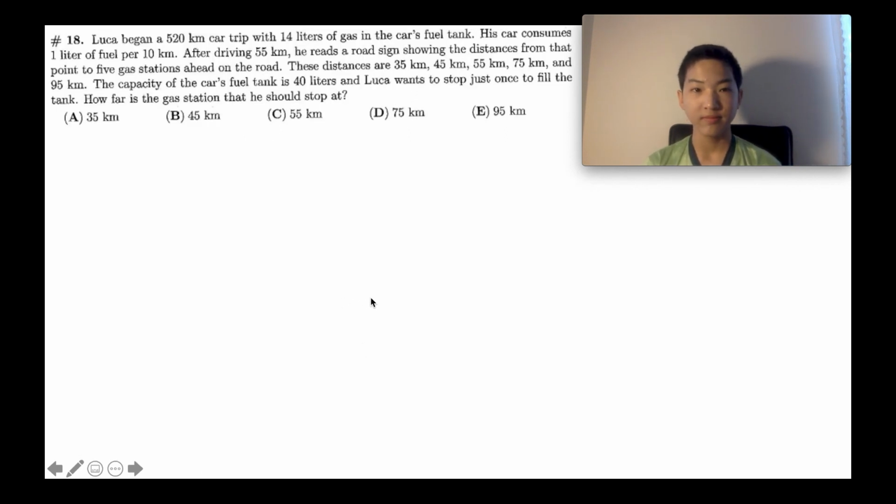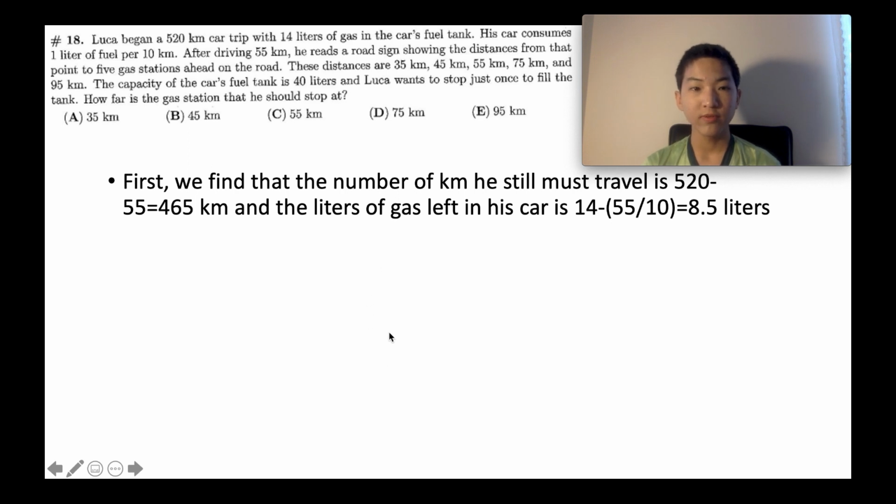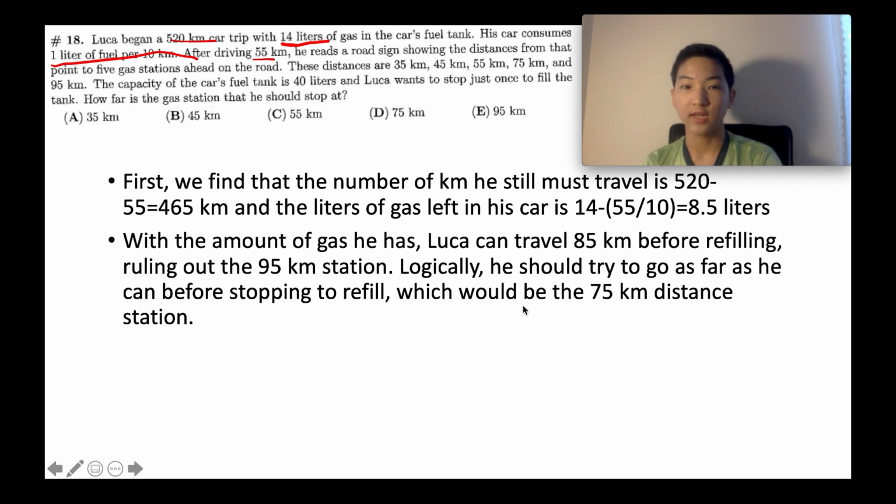Next we have problem 18. So first we find that the number of kilometers he still must travel is 520 minus 55. He's already driven 55, and he has a 520 kilometer car trip. And the liters of gas left in his car is 14 liters, given here, minus 55 kilometers divided by 1 liter per 10 kilometers, which would be 55 divided by 10. So that means that he has 8.5 liters left, because he used up 55 over 10 liters.